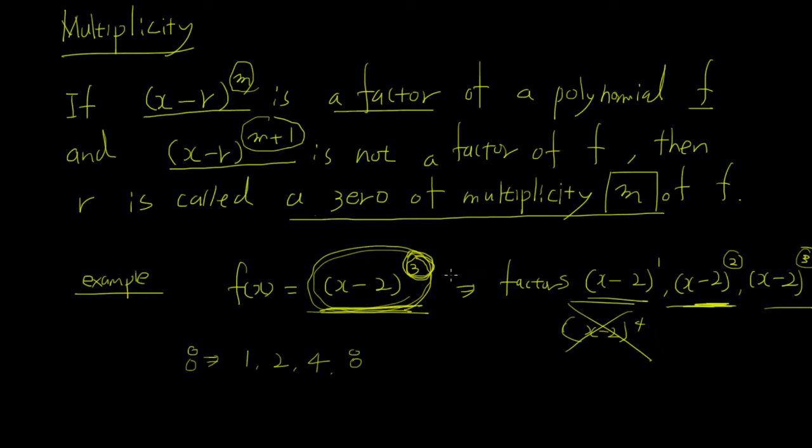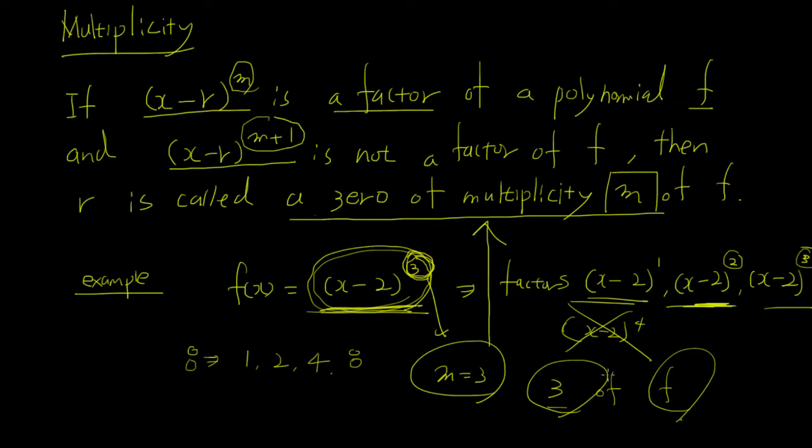Now this m, which is equal to 3, what do we call this? We call this a zero of multiplicity 3 of this function.